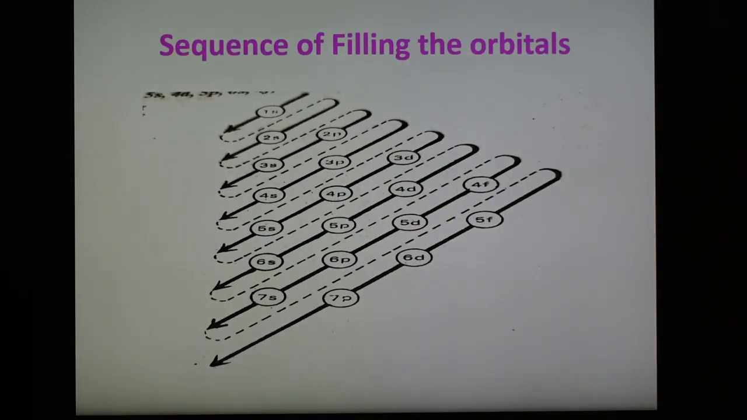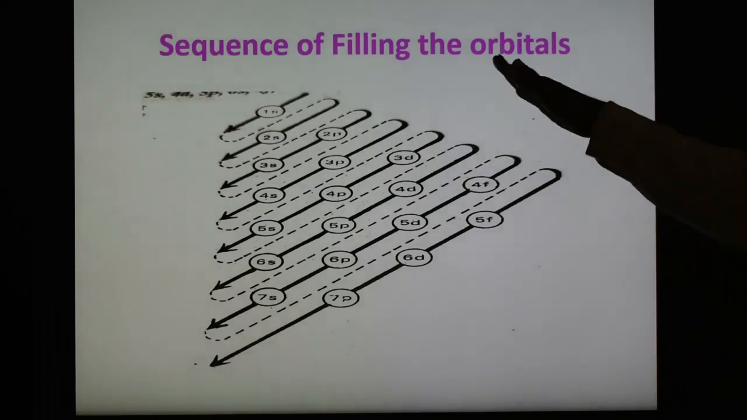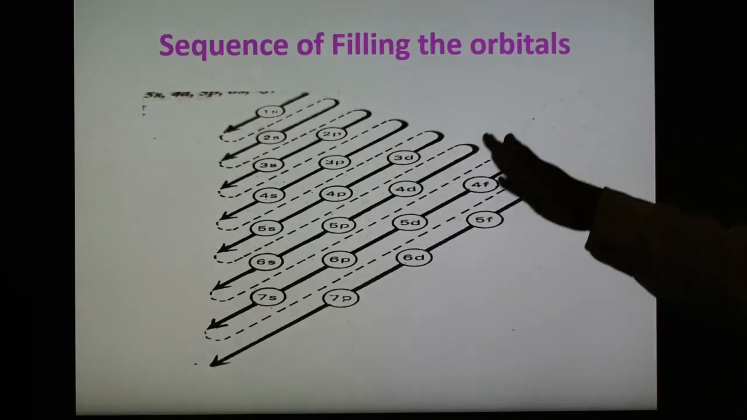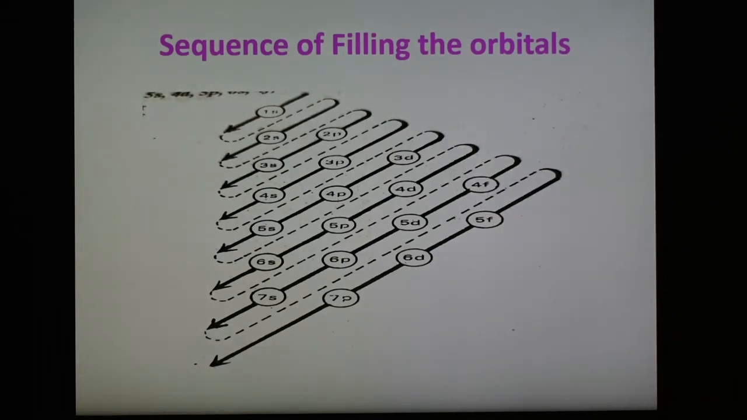It depends upon the energy. The lowest energy orbital is filled first and subsequently higher energy orbitals are filled. So the Aufbau principle says that electrons enter the lowest energy orbital first and subsequently higher energy orbitals are filled, and this is the sequence of filling the atomic orbitals. This is the important rule which shows the sequence of filling atomic orbitals, which is used to write the electronic configuration of the element.